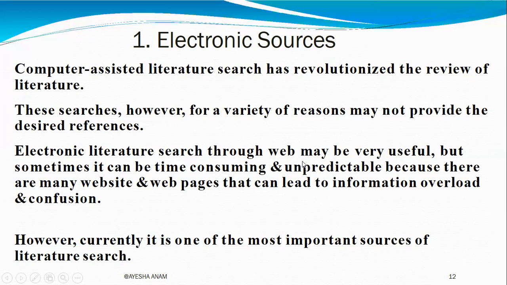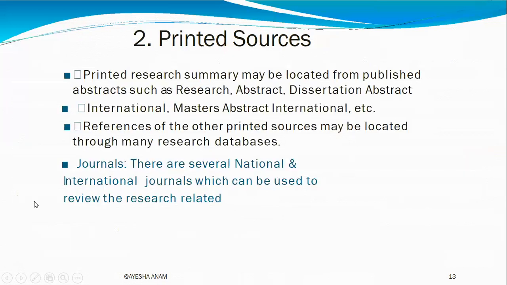Electronic literature search through the web may be very useful, but sometimes it can be time consuming and unpredictable because there are many websites and web pages that can lead to information overload and confusion. So electronic equipment is generating very much data, all of you. So sometimes what happens, these web pages can lead to information that may create overload or confusion. However, currently it is one of the most important sources of literature research.